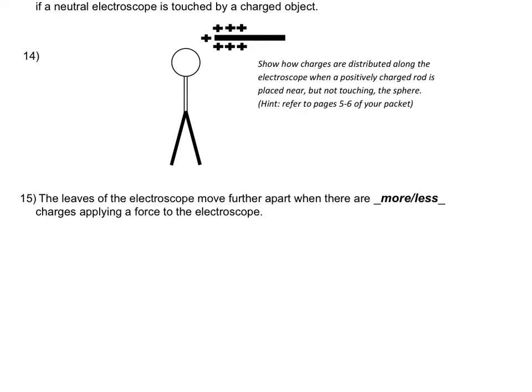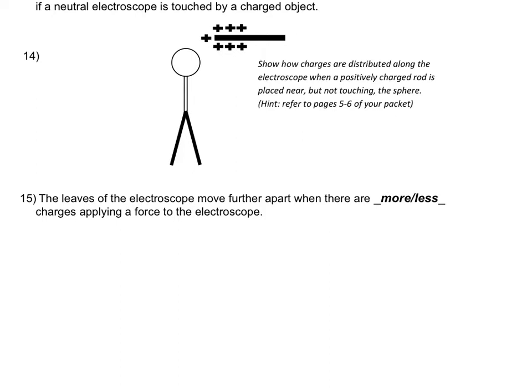Moving on into electroscope questions. The leaves of an electroscope. So the electroscope was that metal box that had glass windows and had 2 metal leaves hanging from it. So these leaves of an electroscope are going to react depending on what kind of object is placed near it.